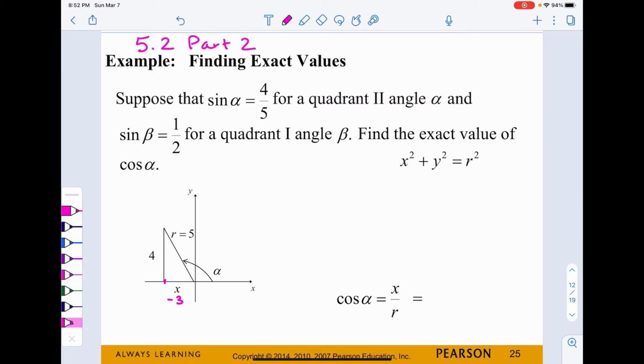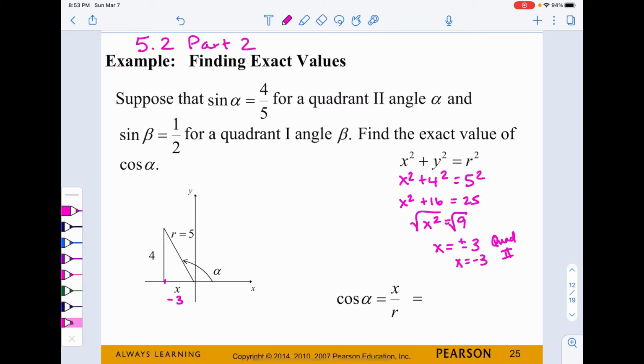If you didn't know it was a 3, 4, 5 triangle, you go through the Pythagorean theorem. Our x squared, the unknown, added with our y squared of 4 is going to equal 5 squared. So you'd have x squared plus 16 is equal to 25. If you subtract that 16 over, you'd have 9. And when you take the square root, technically x is equal to positive or negative 3. That's when you have to pay attention to the fact that we are in quadrant 2, and quadrant 2 means that the x value would have to be negative.